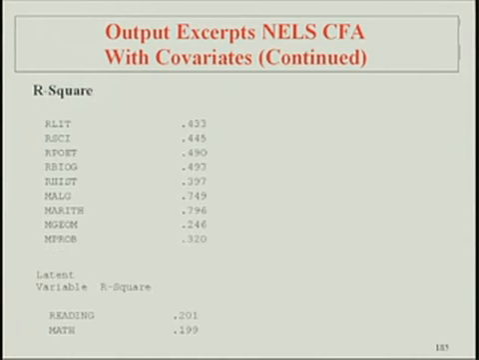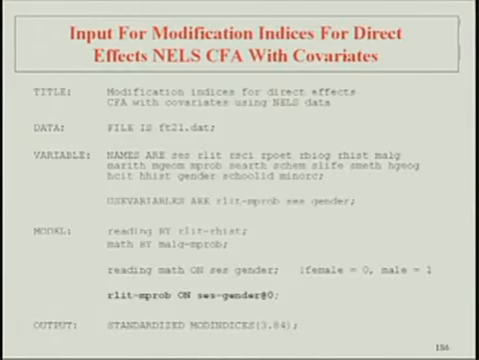Our residual variances and R-squareds. So now we said the third thing that we would want to do is to look at modification indices to see if there are potential direct effects that might be important to add to the model.